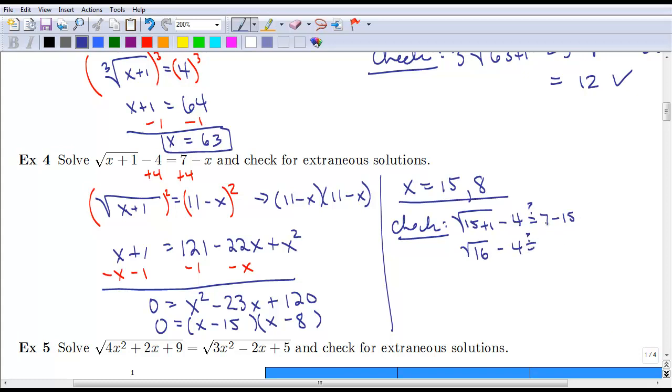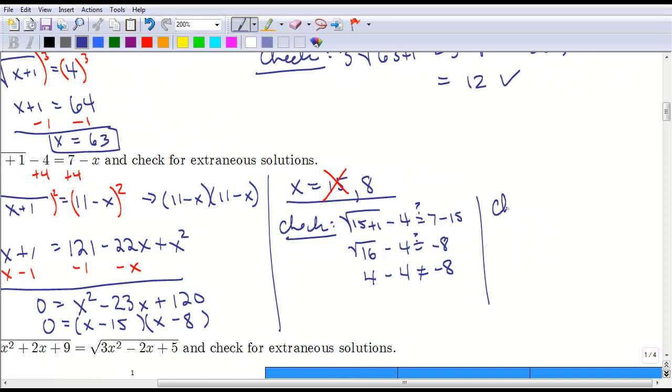For simplifying the other side, we get 7 minus 15 would be negative 8. Square root of 16 is 4 minus 4. This does not equal negative 8. So 15 is actually an extraneous root. It does not solve the equation.